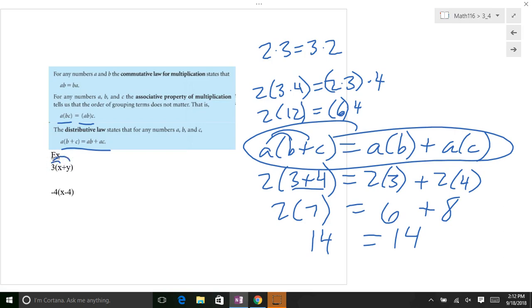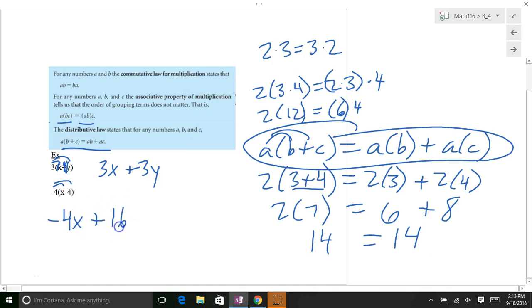So we've got here 3 times x is 3x. We're going to use the distributive property. You've got 3 times y is 3y. And by the way, what you're doing there is multiplying by a 1. 3 times 1 is 3, and then you just bring along the x, right? 3 times the 1y is 3, and then bring along the y. Here you've got negative 4 times the 1x, that's negative 4x. You've got negative 4 times negative 4 is a positive 16. It's a plus 16 there.